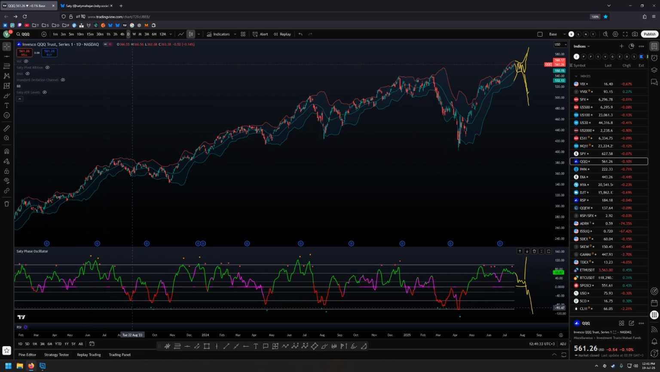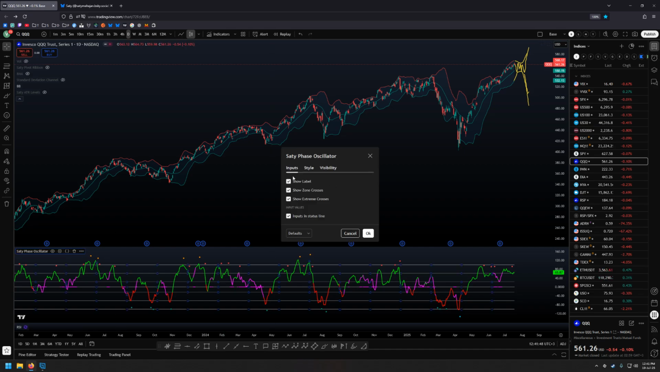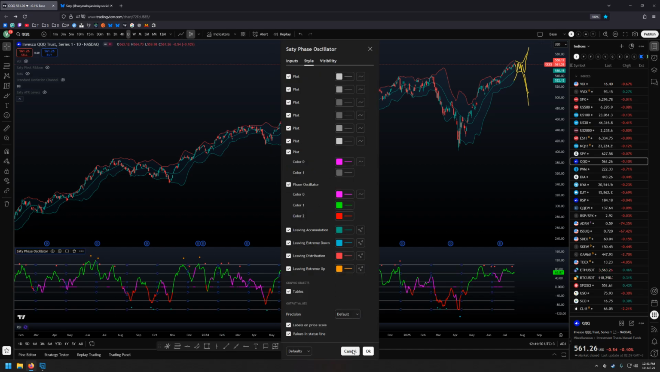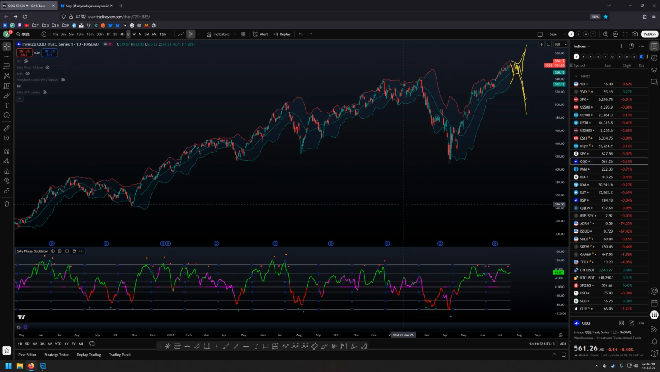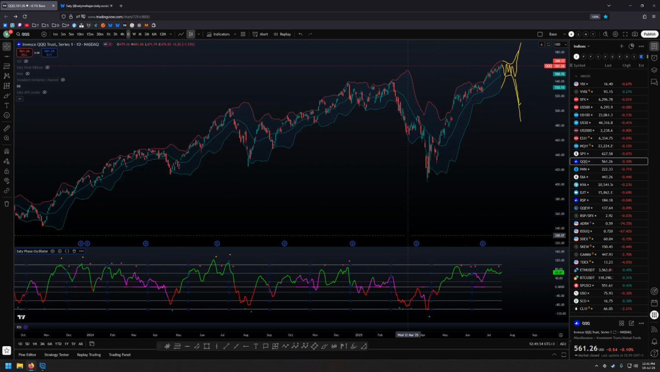And the same thing at the lows, like coming out of distribution and coming out of mega oversold. So they don't really mean that much, I'm just telling you what they mean. And I changed the colors on my end. They have different colors on the default version. I won't get into that. So this is the phase oscillator.